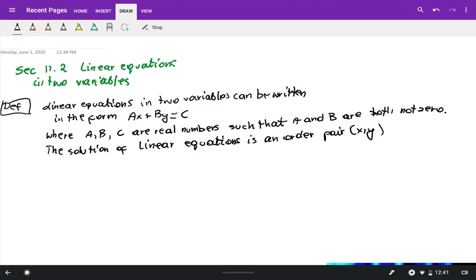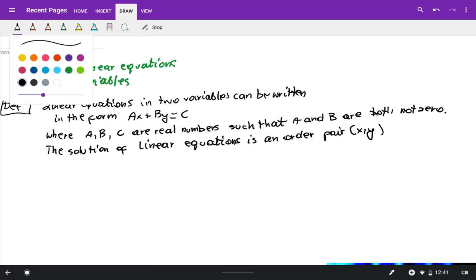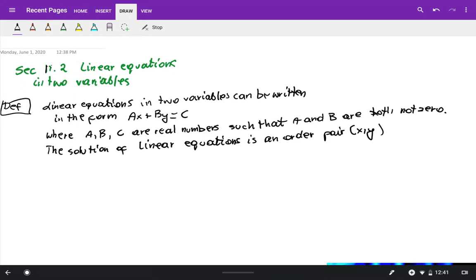Okay, guys, so this is the lecture from section 11.2, linear equation in two variables. So I started with the definition of linear equation. A linear equation in two variables is an equation which has the form ax plus by equals c.